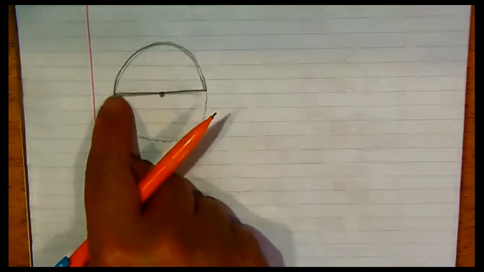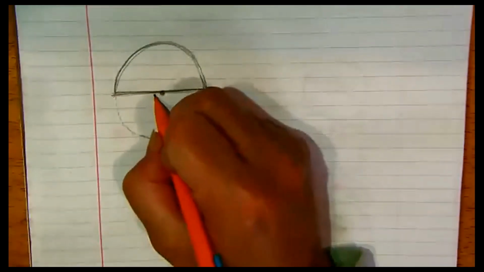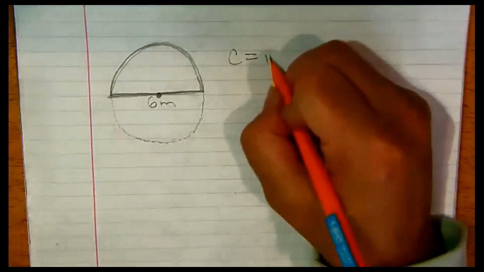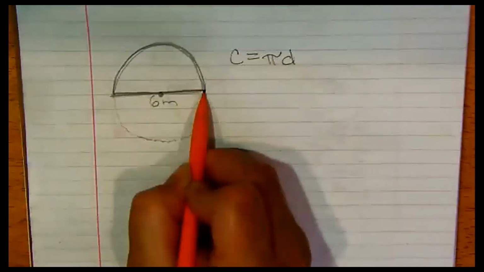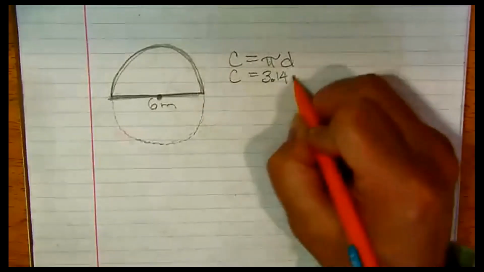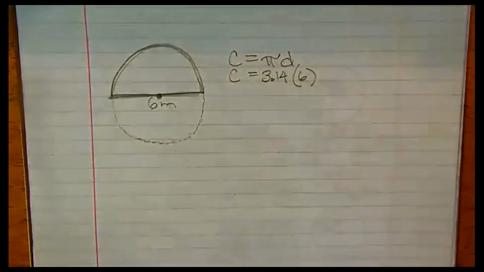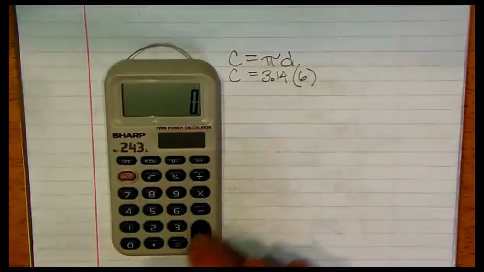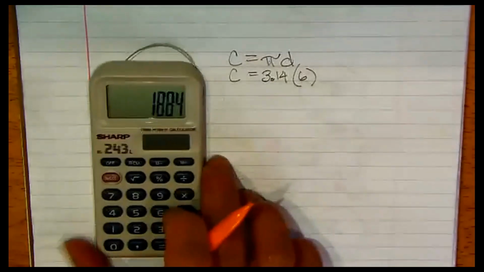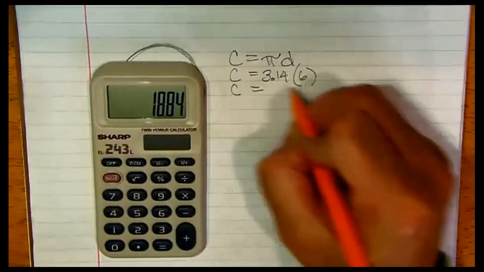Absolutely, we can. The diameter here is 6 meters. So we're going to find the circumference of the whole circle and then divide it in half. Circumference is equal to pi times diameter. The circumference is equal to 3.14 times 6. I'm going to use my calculator for that. 3.14 times 6 equals 18.84.